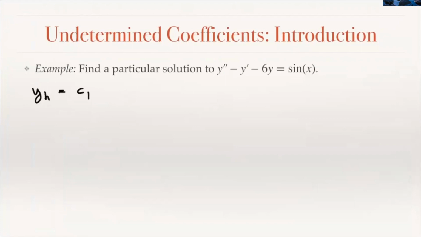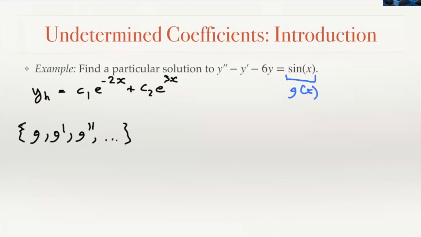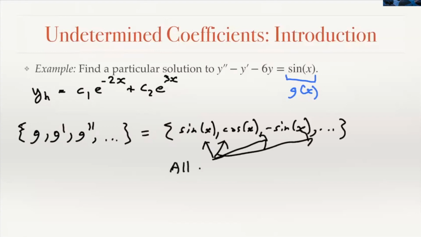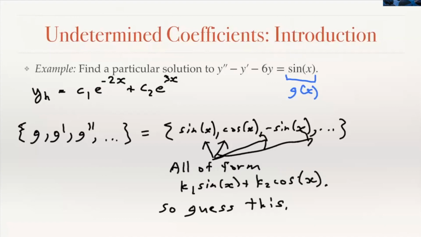So we know that yh is c1 e to the negative 2x plus c2 e to the 3x. That guy is our g of x. And the set g prime, g double prime, etc., that is sine, cosine, negative sine, etc. And these are all of the form k1 sine x plus k2 cosine x. So we guess that, which is exactly what we did. This is what we mean by them all being a linear combination of finitely many functions. That's a linear combination of sine and cosine, which generates all of them.